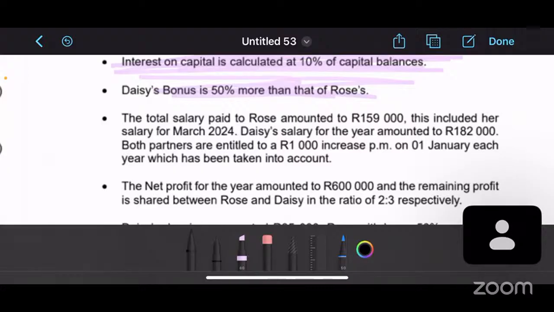So for this one, Daisy has been paid for the whole year, so we're just gonna keep it at 182,000. But adjustments are going to be made for Rose. Do you wanna maybe give it a try and tell me how would you do it? I must calculate for Rose.